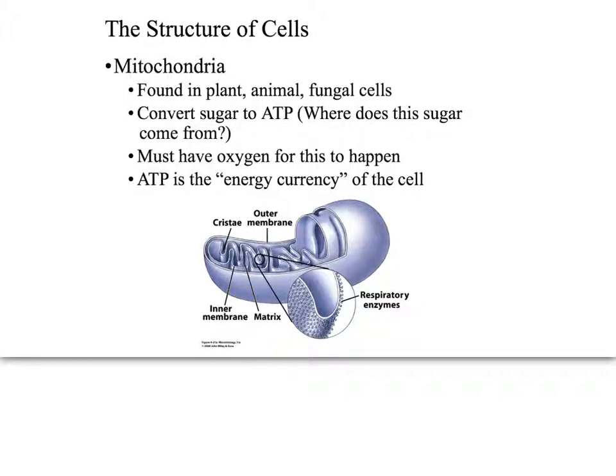Okay, so here's the mitochondria. Mitochondria are pretty much everywhere except for prokaryotes. What they're going to do is take sugar and convert it to ATP. So the sugar comes from the plants. You have to have oxygen for it to happen, and we're looking for ATP, because that's what we use for energy.